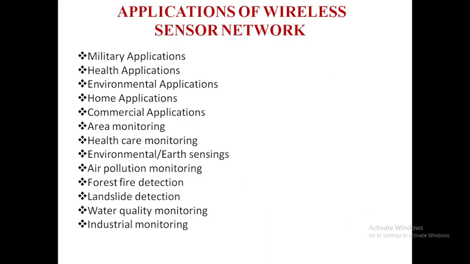And these are the applications of wireless sensor networks. Today, there are many applications in which we use the wireless sensor network. For example, in military applications, we use the wireless sensor network for detecting the enemies, and for keeping watch on the enemies' happenings, what the enemies are doing, and what action they will take next.